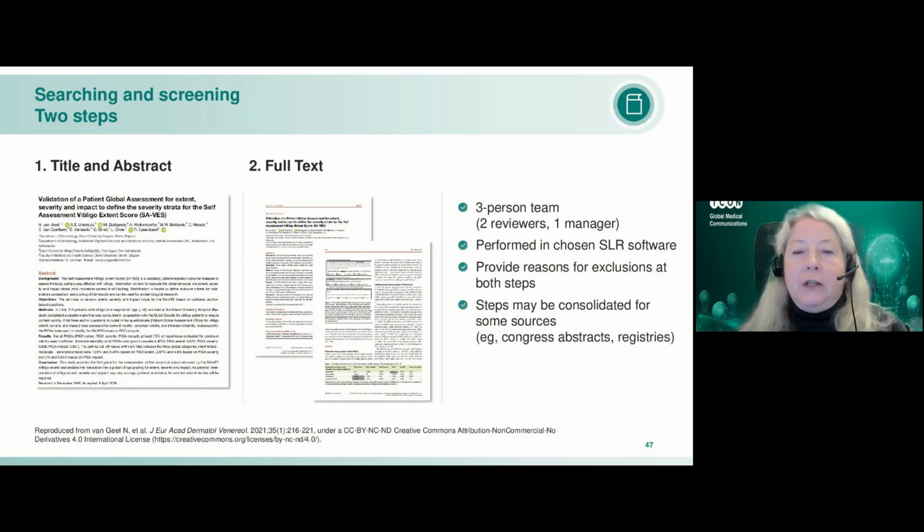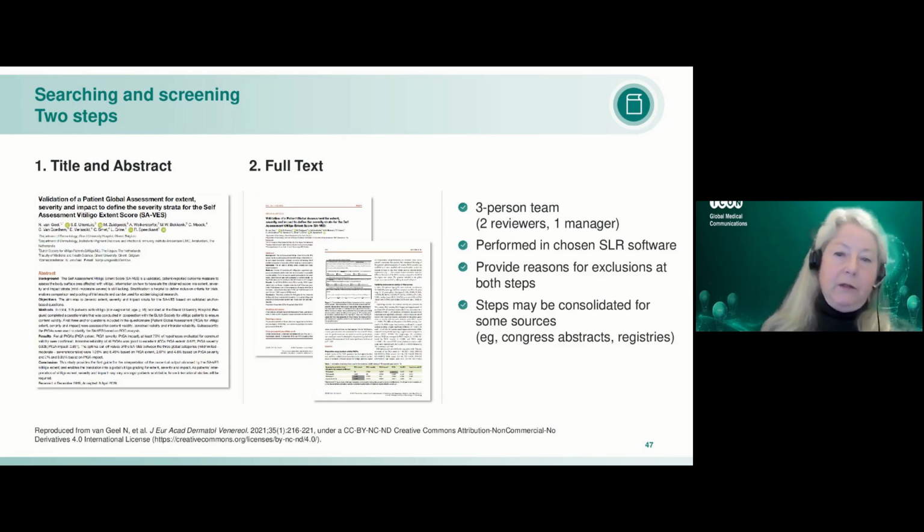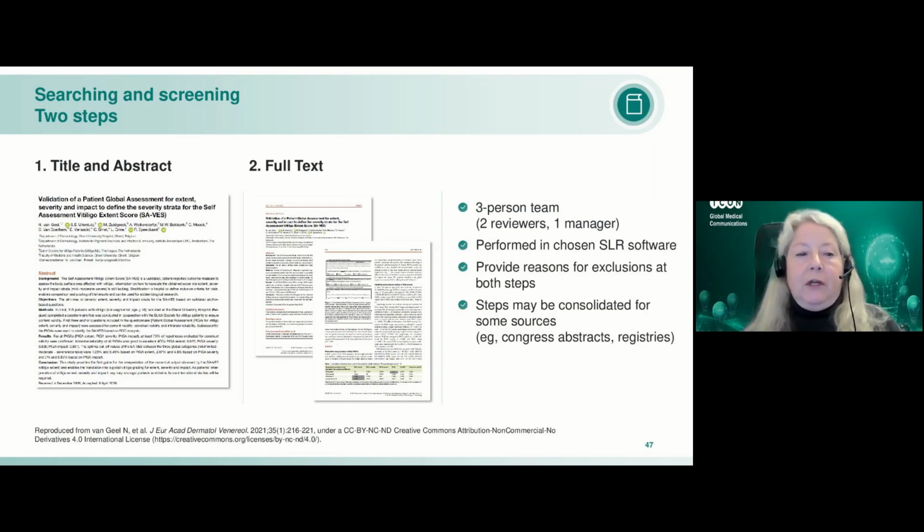So this is the searching and screening process, and this ordinarily consists of 2 steps. Each step needs to be carried out by a team consisting of at least 3 people, 2 to do the screening and 1 to oversee the process and provide guidance and any arbitration if needed. An initial screen of the title and abstract will allow you to include or exclude many of your hits, just based on that small amount of information.